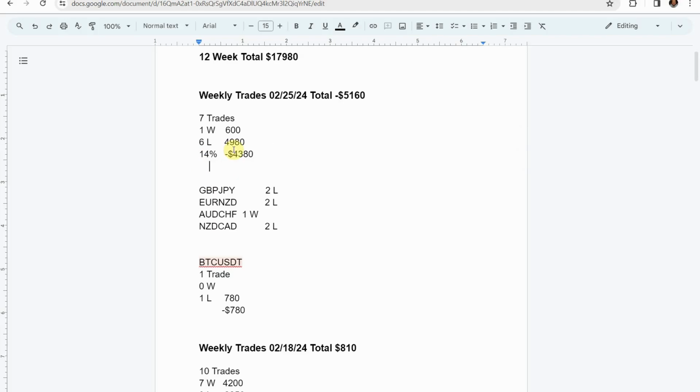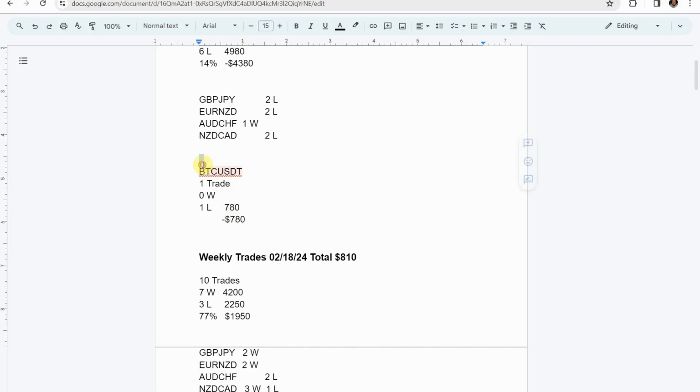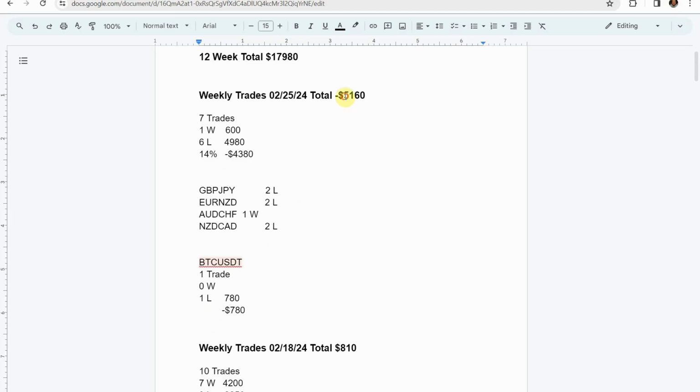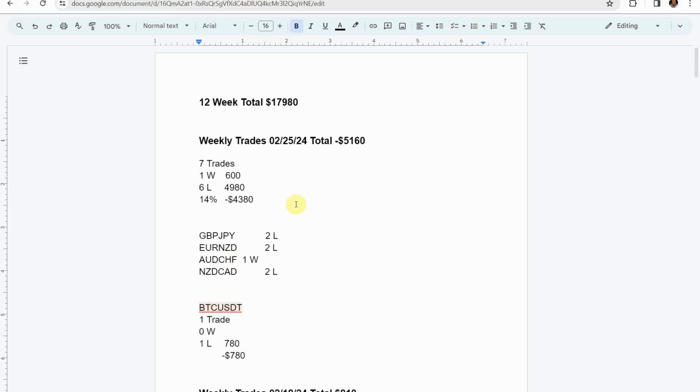It would have been a drawdown of $4,380. The crypto coin, we had 1 trade, 1 losing trade, would have been a drawdown of $780. For the week, we would have been down $5,160. But for our 12-week total, a little bit of a tongue twister there, we would have been up $17,980. So still quite profitable. Even with the losing trade, that's just a reality of trading. You're going to have good weeks, you're going to have bad weeks.